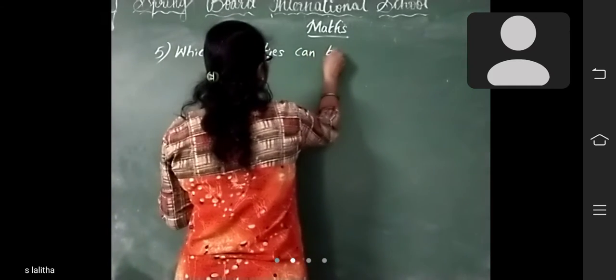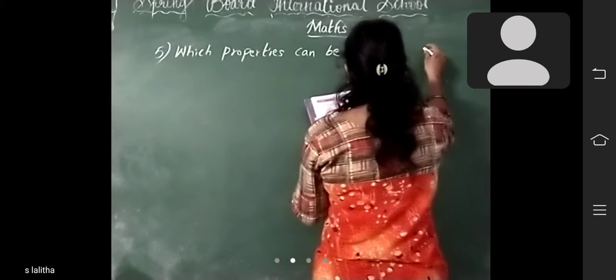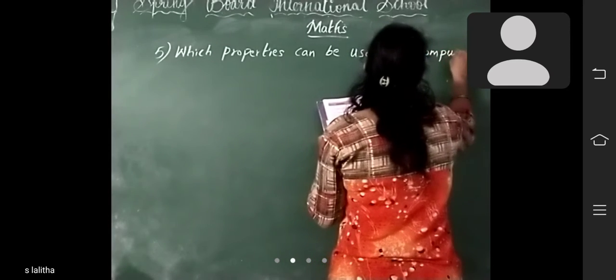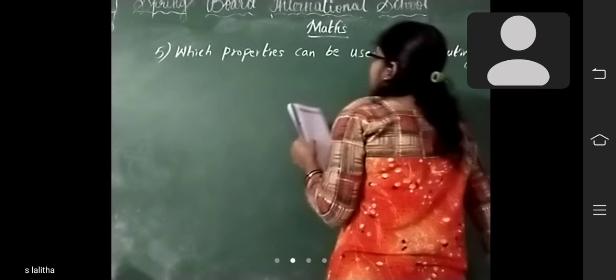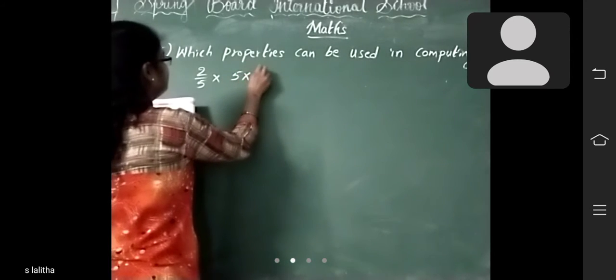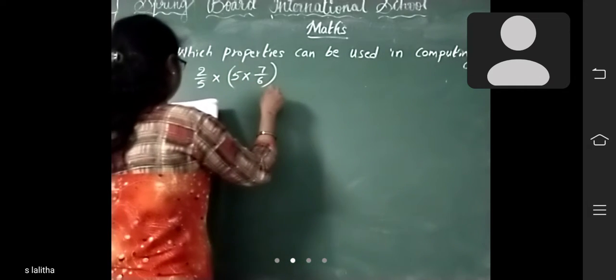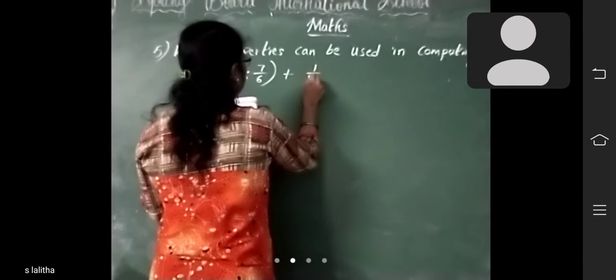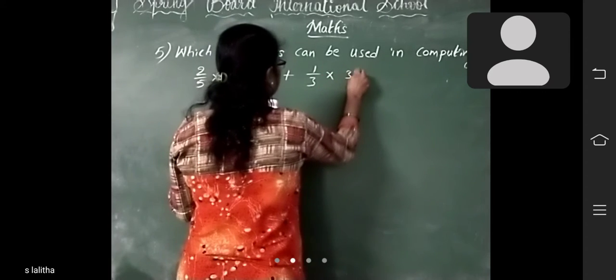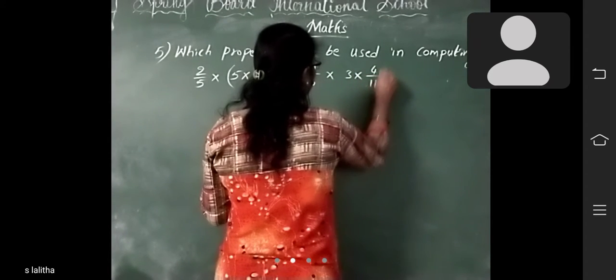What are the properties we learned now? We learned closure property, commutative property, associative property, and additive identity, multiplicative identity, additive inverse, multiplicative inverse, and distributive property. So which properties are involved in this one, you should find out. Which properties can be used in computing 2 by 5 into 5 into 7 by 6 plus 1 by 3 into 3 into 4 by 11.